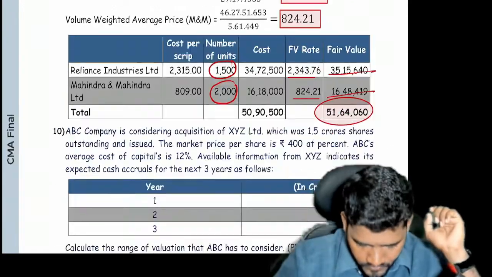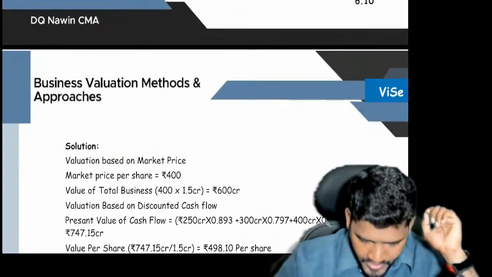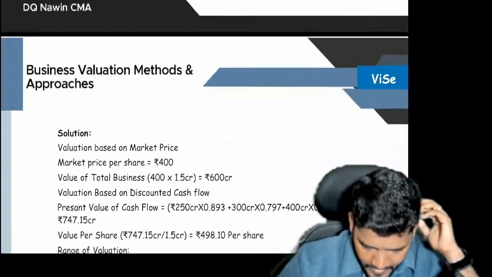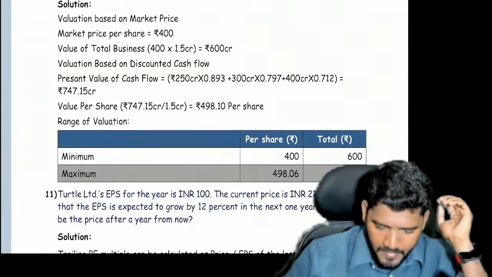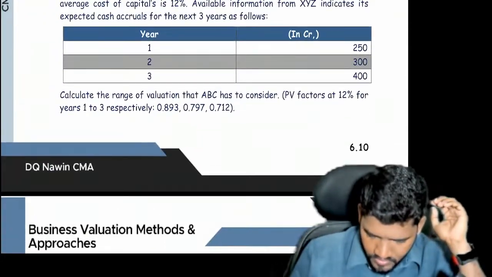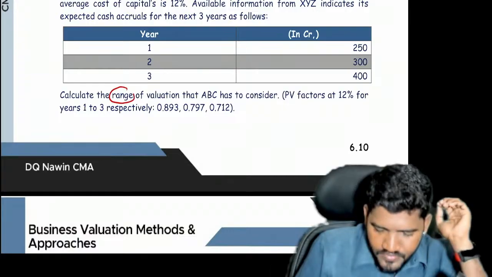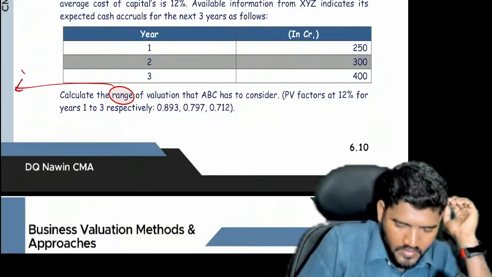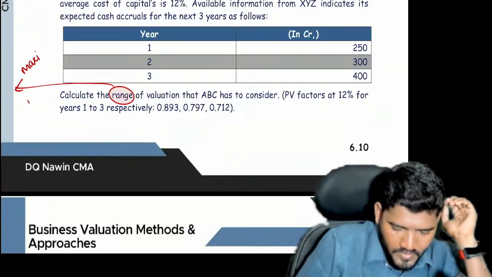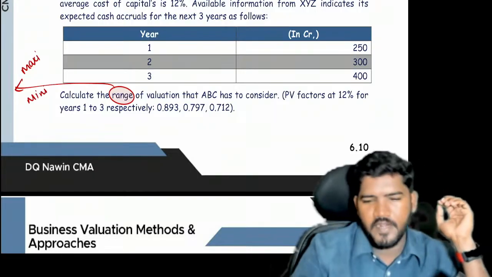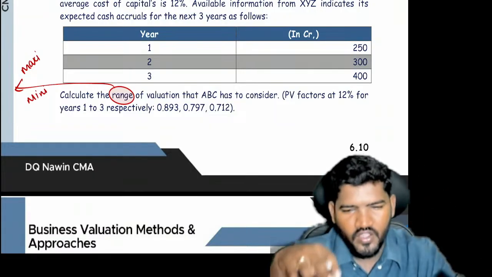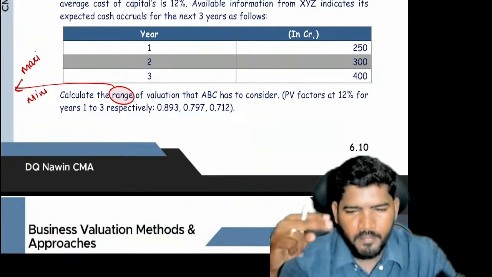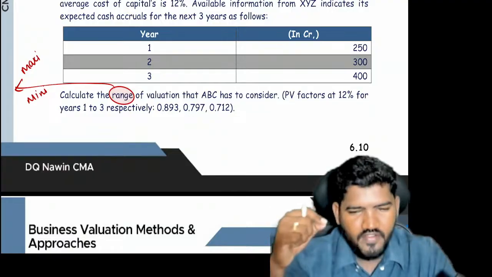Good. Next, illustration number 7. Here also one problem is there. It is an easy problem, but you have to understand one thing. Calculate the range. The word range means maximum value and minimum value. It means in this problem you have two calculation parts. One calculation part gives one answer, another gives another answer. On comparison, the highest value is the maximum value and the lowest value is the minimum value.